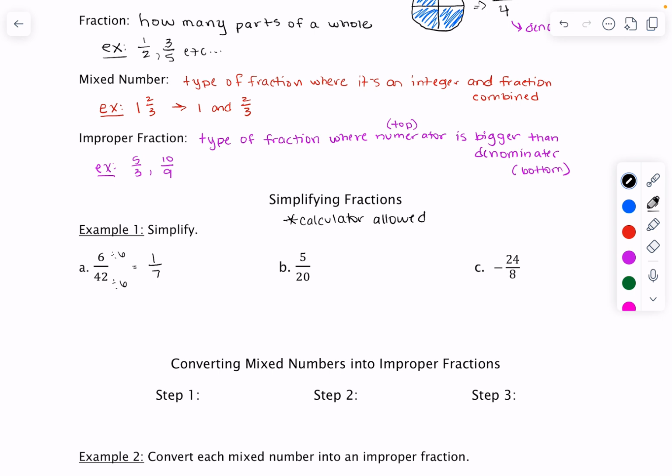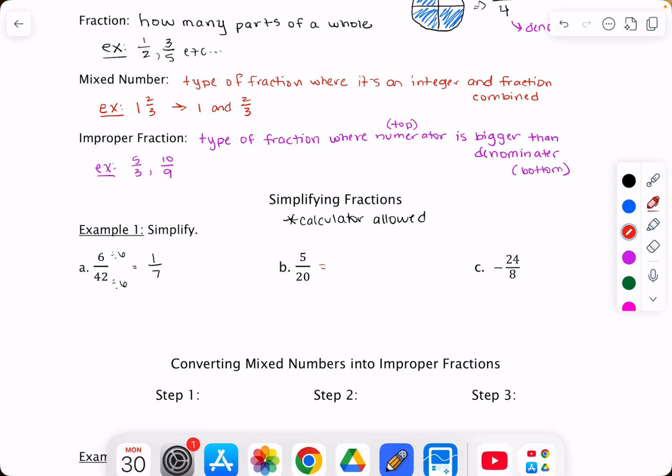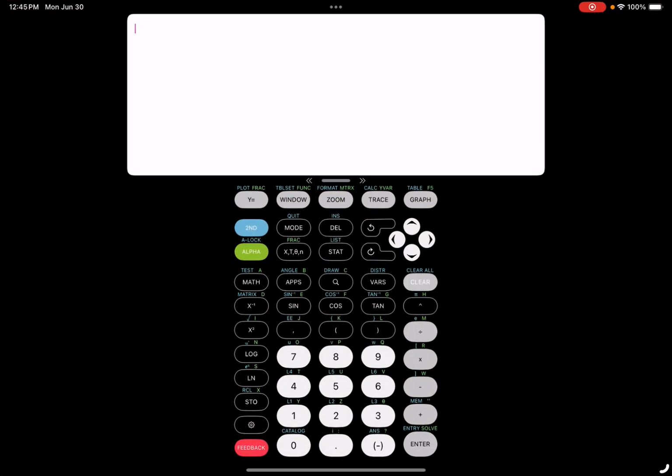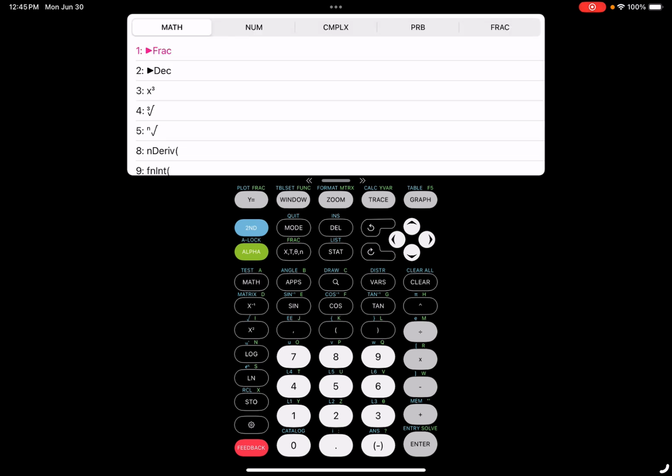Okay, so what does this look like when we want to use the calculator? So B says 5 divided by 20. So I'm going to go to my calculator and I'm going to type in 5 divided by 20. Okay, I'm going to hit enter. I'm going to get a decimal. Okay, now in this class, we don't use decimals very often. I want to simplify a fraction into a new fraction. So in order to do that, we're going to hit the math button right there, and then it's going to pop up this menu.